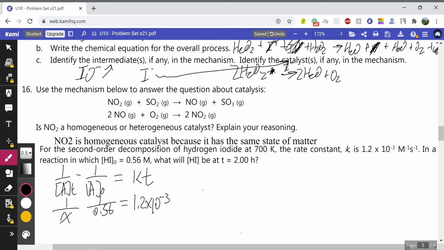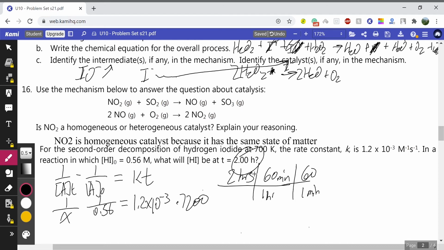Now how long is the time? 2 hours. But be aware, it gave us molar to the negative first times second to the negative first, so our time will have to be consistent with the unit for k. Since our time is in 2 hours, we need to convert it into seconds. 2 hours, 1 hour is 60 minutes, 1 minute is 60 seconds. So 2 times 60 times 60 gives you 7200. Again, we have to convert to seconds because our rate constant is in molar to the negative first power times second to the negative first power.